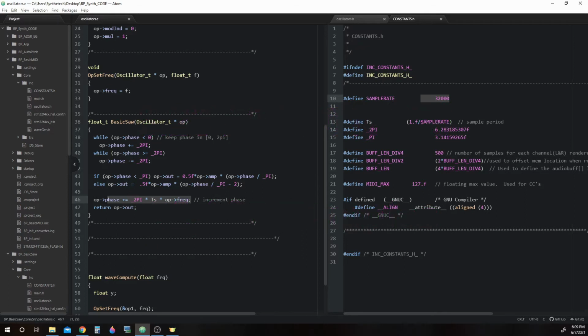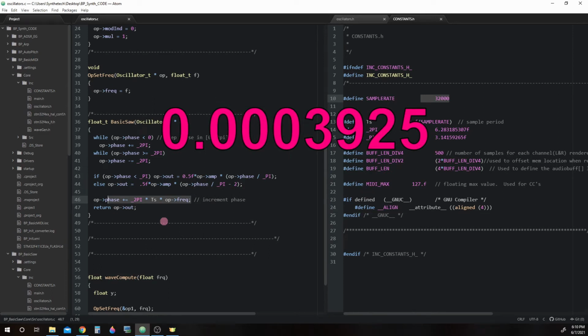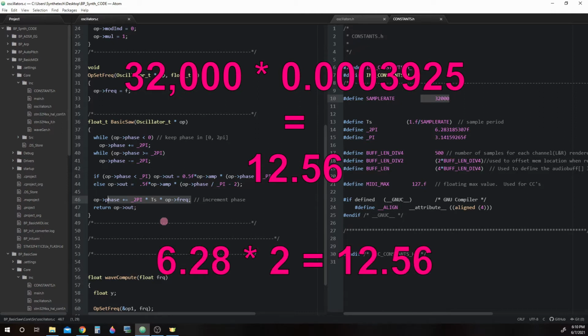Now let's do a couple more examples. If we made Hertz equal 2, then the incrementer formula would be phase equals 0 plus 6.28 times 0.00003125 times 2, which would result in 0.00003925. So this is our new incrementer at 2 Hertz. And like we did before, let's multiply 32,000 by the 2 Hertz incrementer value of 0.00003925. And the result is 12.56. Now we see we have been through 2 complete phase ranges because 6.28 times 2 also equals 12.56.